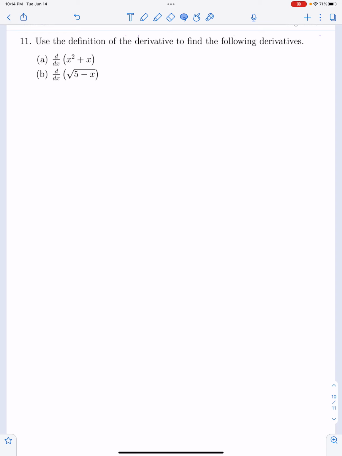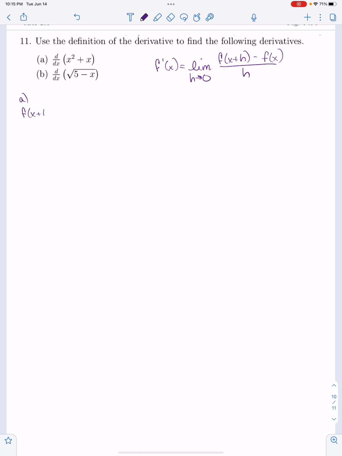Okay, here's the exam 1 review number 11. So we are going to use the definition of a derivative to find the following derivatives. Just a reminder, the definition of the derivative is we are looking for the limit as h goes to 0 of f of x plus h minus f of x all over h. So let's start with a.